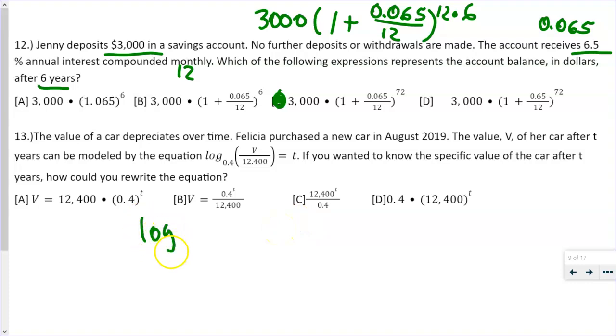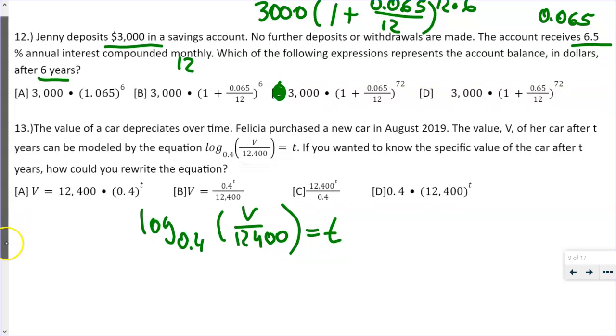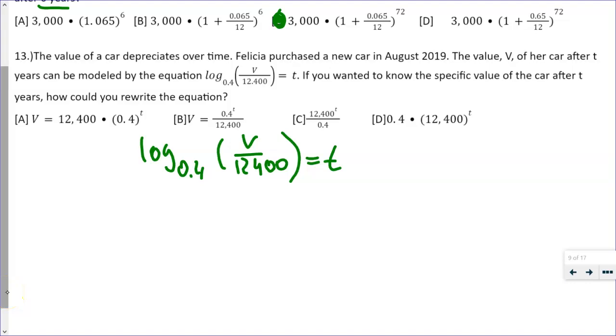So we've got log base 0.4 of V over 12,400, okay, equals t, all right? So we are solving for V. So now we are going to convert it into an exponential function. Because we don't need to subtract anything or divide by anything, we simply are going to convert it. So our base is 0.4 right here, raised to t, what's on the other side, will equal V over 12,400, okay?